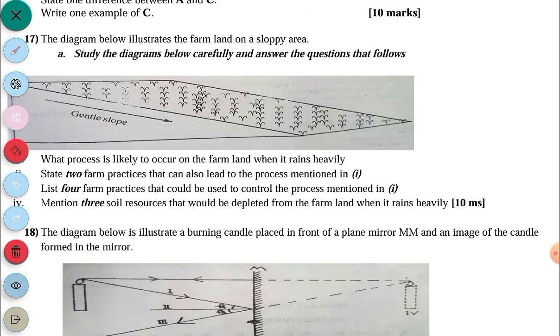Question 17. The diagram below illustrates a farmland on a sloping area. What process is likely to occur on the farmland when it rains heavily? So it's likely there will be soil erosion. Then II. State 2 farm practices that can lead to the process mentioned in I. So overgrazing and then improper tillage of the land. The farmer is not ensuring the right materials, or he isn't tilling the land very well.